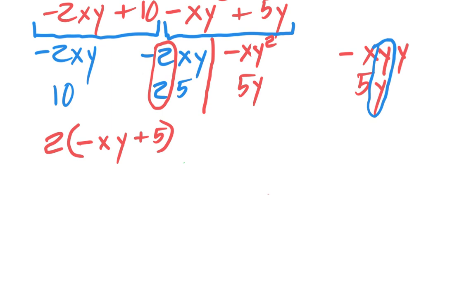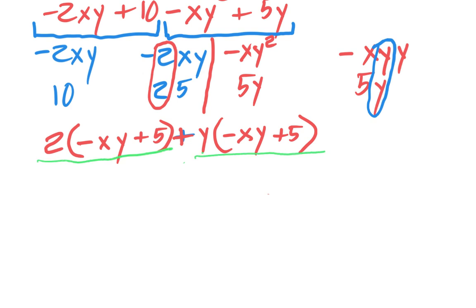So I'm going to factor out a plus y. If I factor out a y, what do I have left? I have the negative xy. If I factor out a y from 5y, I have plus 5. Okay? Now, notice I went from 4 terms, now I have 2 terms. Here's my first term, here's my second term.